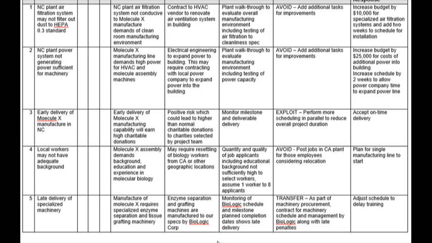Would that be sufficient? I would probably also, as a project manager, avoid this risk by having weekly or bi-weekly meetings with Biologic, making sure that they're on track. And if I feel that they are not appropriately or adequately managing the risk, perhaps transfer by contracting with a second or an additional vendor.